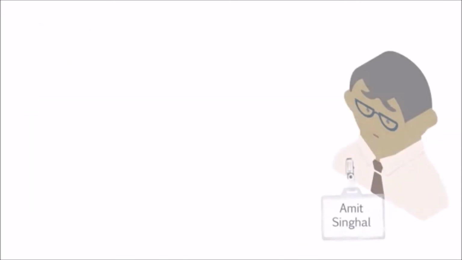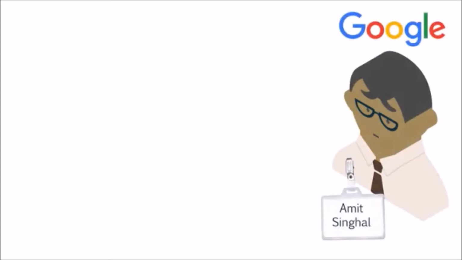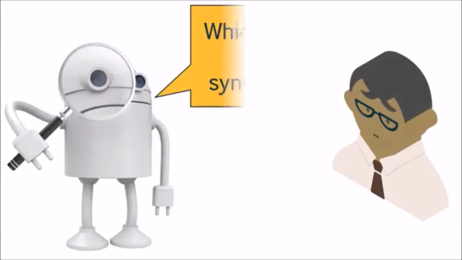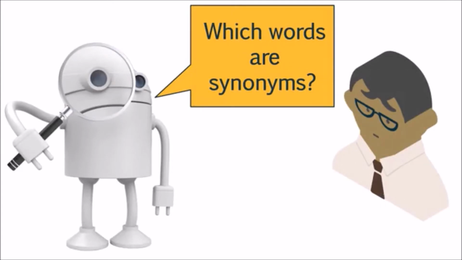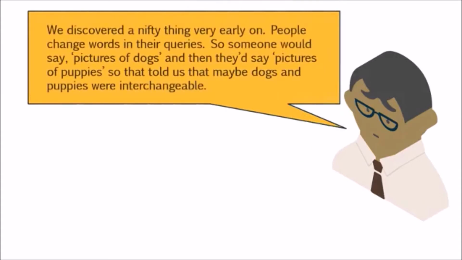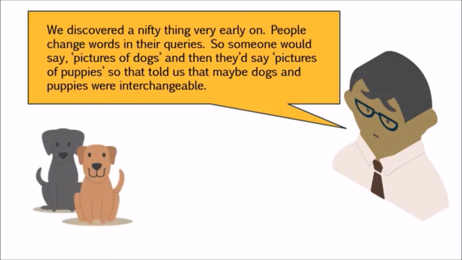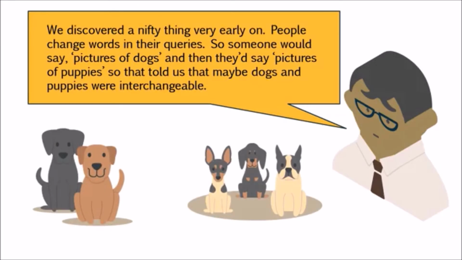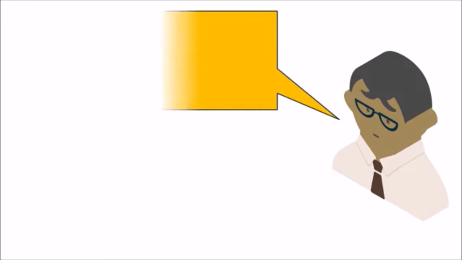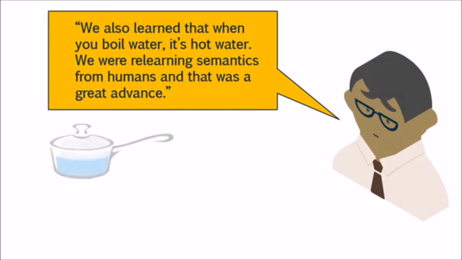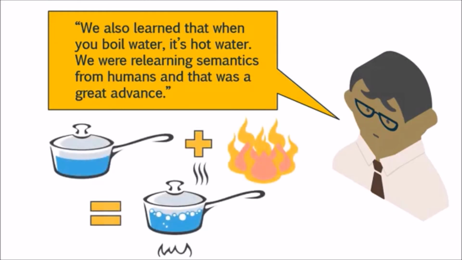Amit Singhal, an engineer at Google, told an interesting story about how Google learns which words are synonyms. When discussing the creation of this portion of the algorithm, Amit said, "We discovered a very nifty thing early on. People change words in their queries. So someone would say pictures of dogs, and then they'd say pictures of puppies. So that told us that maybe dogs and puppies are interchangeable." Amit went on to say, "We also learned that when you boil water, it's hot water. We were relearning semantics from humans, and that was a great advance."